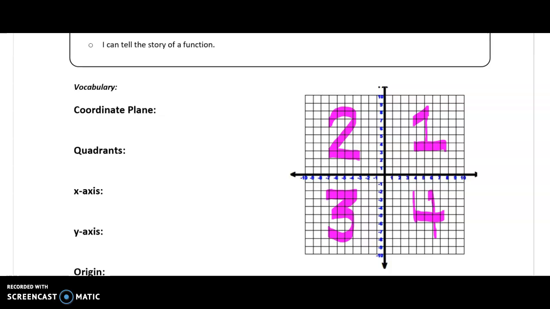So when it comes to identifying the location of certain points that we're going to be graphing with respect to the quadrants, this is the order in which you should be able to identify those quadrants. Next, we need to identify the two axes that separate the four quadrants of the coordinate plane.